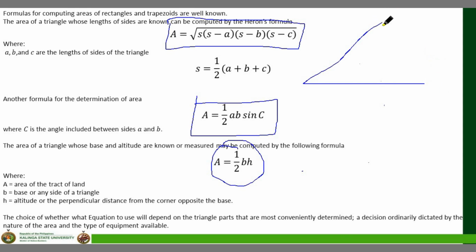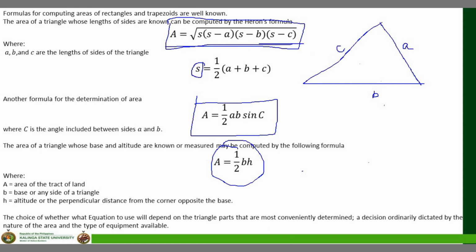So if this is the triangle, let's say this is side A, this is side B, and this is side C. To determine the area of this triangle by Heron's formula, we need to get the half of the perimeter of this triangle. So when we say half of the perimeter, S is equal to 1/2 of A plus B plus C, therefore the area is equal to this equation.